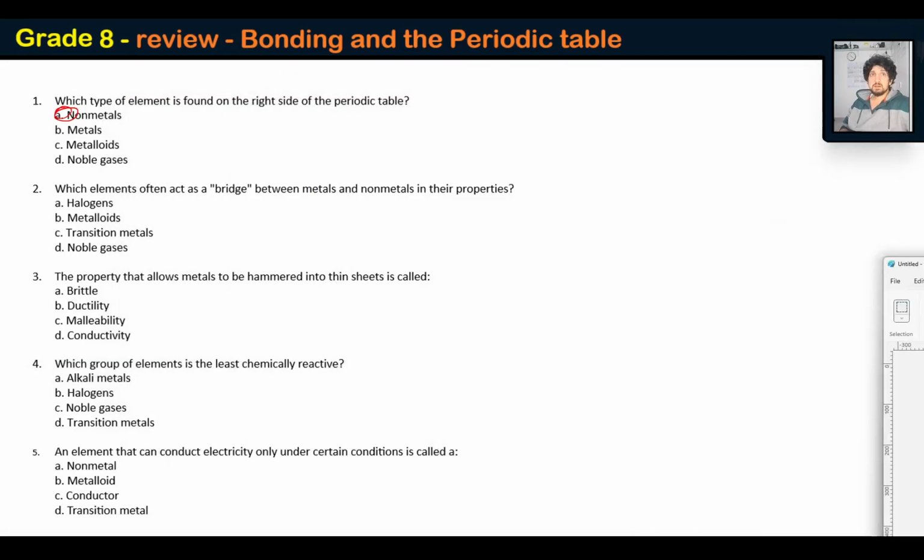So let's go back to the question. Which elements often act as a bridge between metals and non-metals in their properties? Those are metalloids. The property that allows metals to be hammered into thin sheets is called what? Whether it's hammered into thin sheets or shaped, that is the malleability of metals. Metals are very malleable, which is great because then we can make all sorts of things with them.